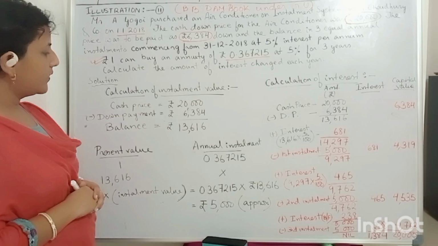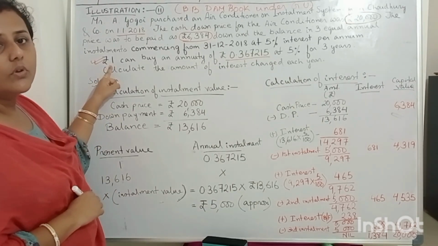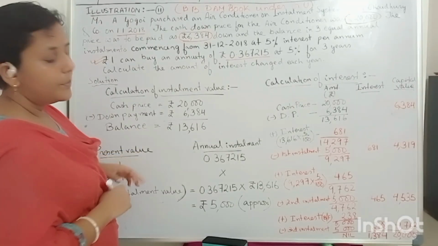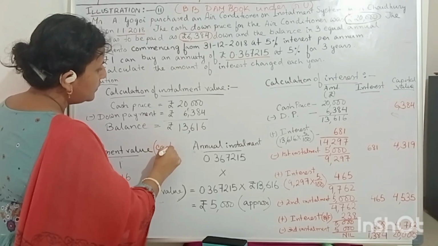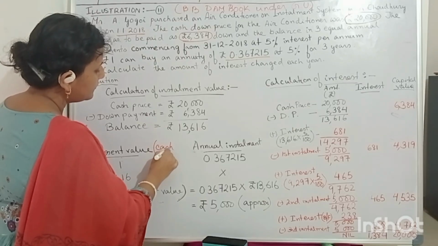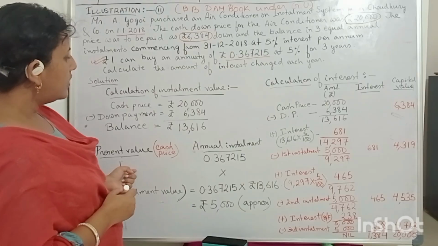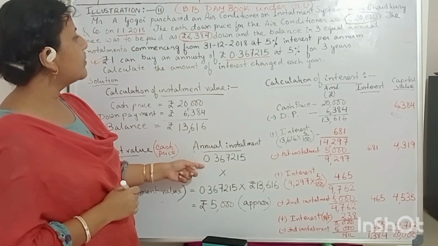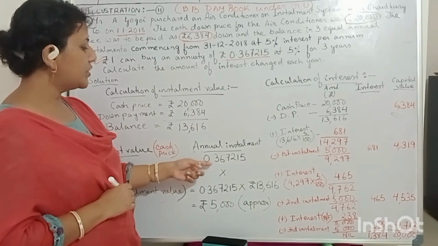13,616. Now it is said that rupee 1, which is the present value. Present value means what? The cash price. When it is rupee 1, annual installment is how much? Annual installment means the annuity. The annuity amount. How much?